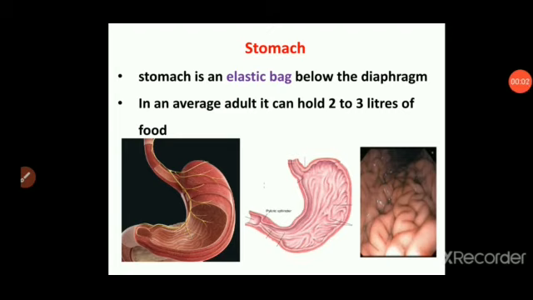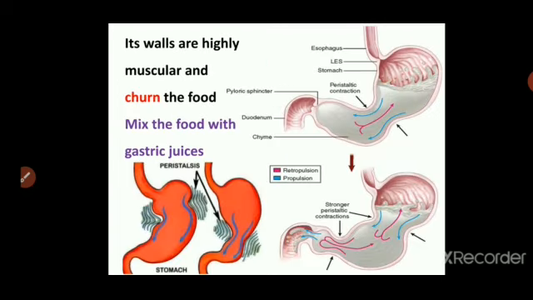The stomach has a capacity to hold 2 to 3 liters of food. As you can see in the diagram, the J-shaped bag has muscular walls, and in the internal layer you can see how the walls are folded. This helps in churning the food. That is, the muscular walls of the stomach help to further grind the food. Because of the churning movement, the food starts getting broken down into much smaller particles, and as it does, it starts mixing with the digestive juices.